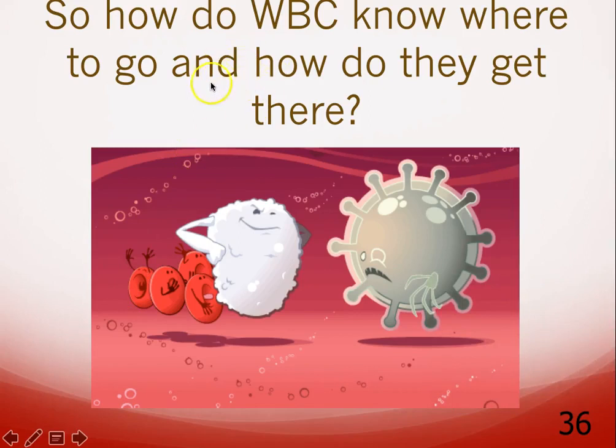All right, white blood cells. So how do they actually know where to go and how do they get there? Well, we talked a little bit about this already. We said that they get to where they need to go via chemotaxis, so they kind of home in on chemical cues given either by damaged tissue or by the actual microbes themselves. Let's take a little bit of a closer look.